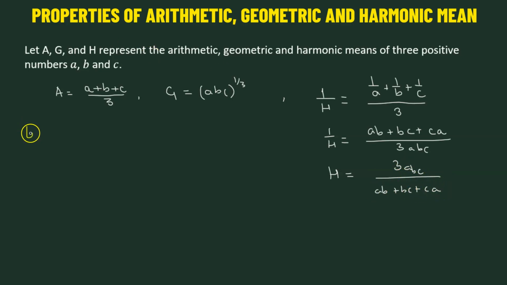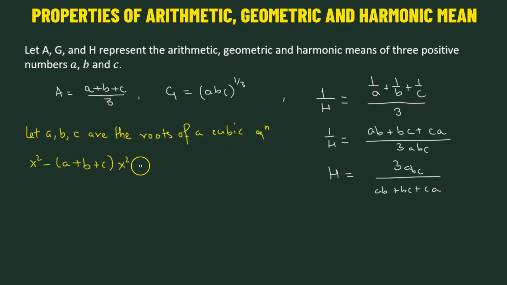Now, let us suppose that A, B, and C are the roots of a cubic equation. Now, if we know the roots of the cubic equation, then the general equation is given by the formula: x cubed minus the sum of the roots, A plus B plus C, multiplied to x squared, plus the product AB plus BC plus CA times x, minus ABC. This will be equal to 0. So this is the general form of the cubic equation.